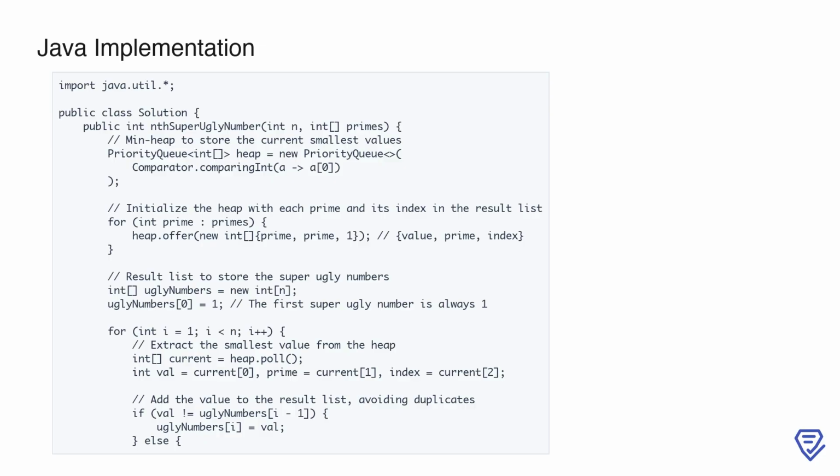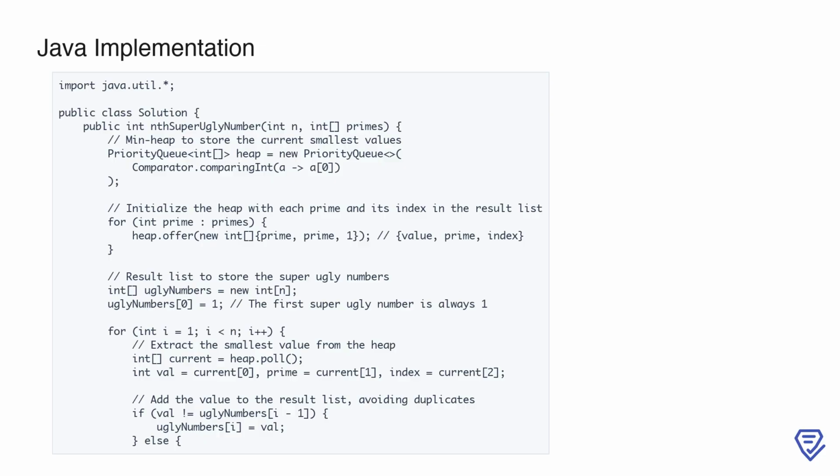We initialize the heap with each prime number, setting its initial value to the prime itself, and its index to 1. We then create an array, ugly numbers, to store the sequence of super ugly numbers. The first super ugly number is always 1, so we assign that as the first element of the array. The main loop begins, where we iterate from 1 to n-1. In each iteration, we extract the smallest value from the heap and process it.